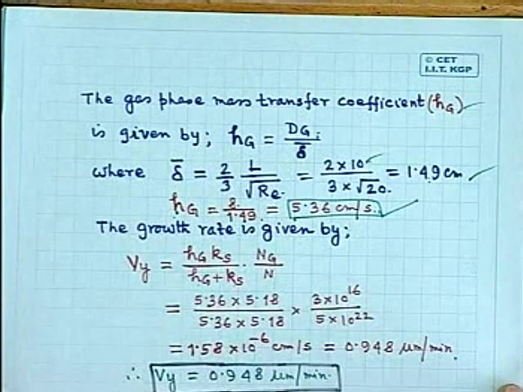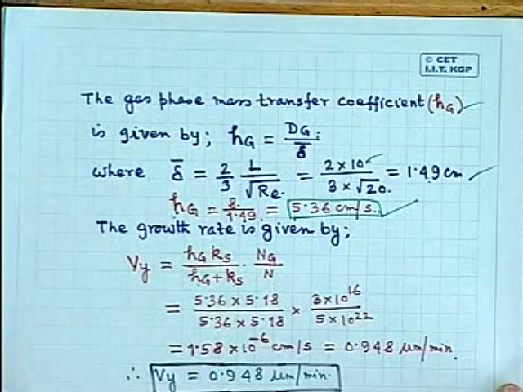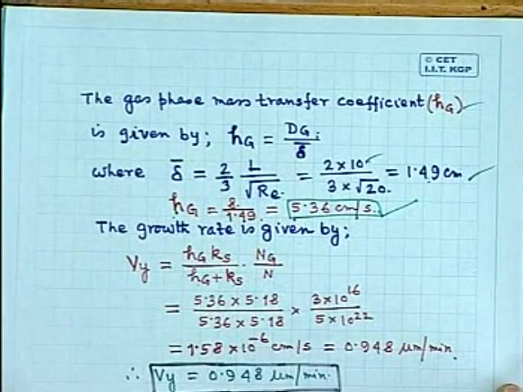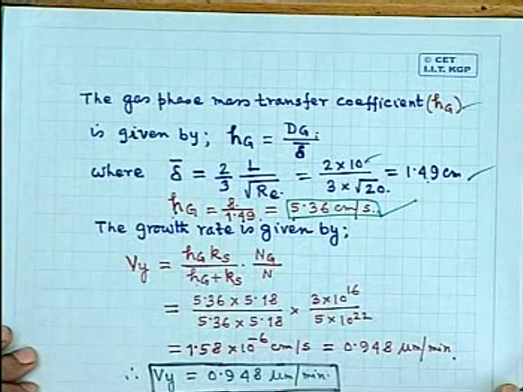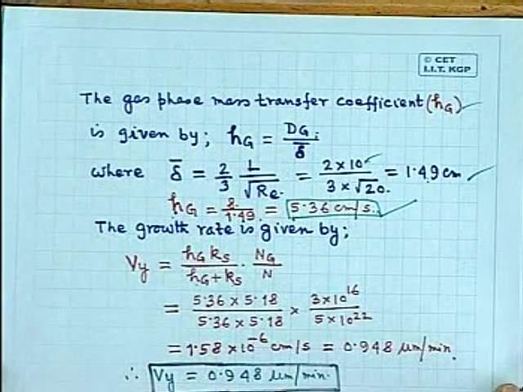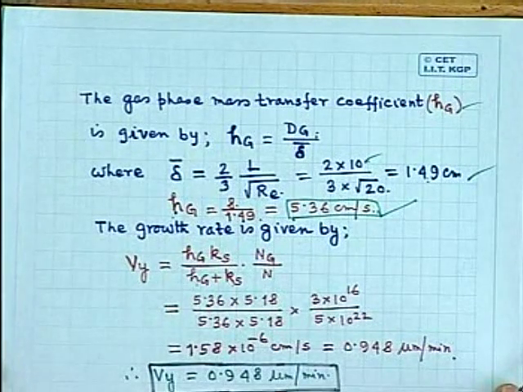Now, I am coming to part B. Part B is: if you change the temperature by 1%, what is the growth rate variation? So if you change the temperature, what parameter will change? First, Ks will change. Ks is equal to K0 into e to the power minus Ea by kT. So temperature changes, Ks will change, so we have to first calculate how much is the variation in Ks.